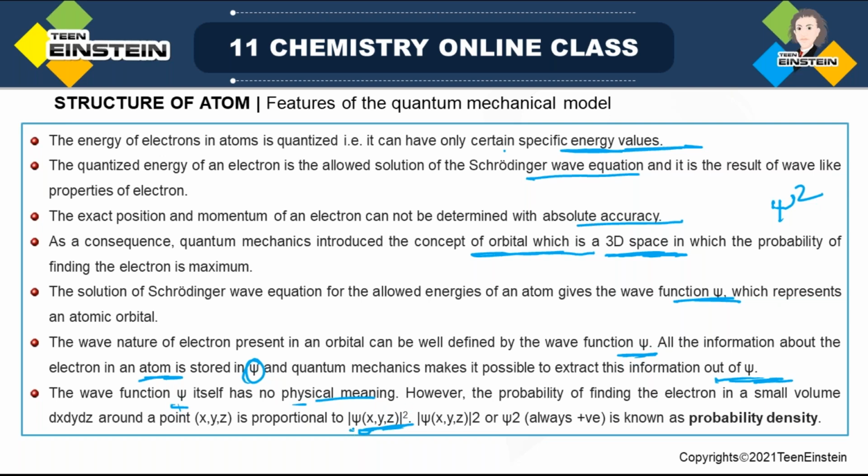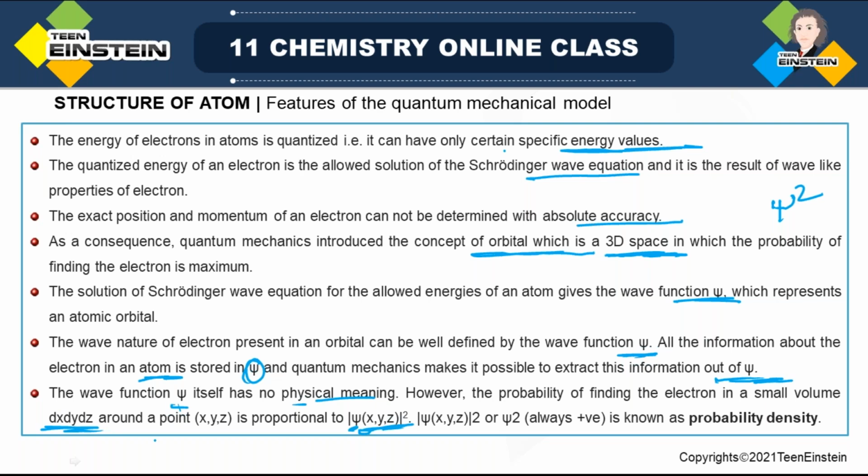And there is a mod sign also, because psi can be negative or positive, but when you take the square it will always be positive. So when it is simple psi, it is the wave function, but when it is psi square, it is basically the probability of finding the electron in a small volume dx dy dz. Now as I am saying small volume, you have to consider dx dy dz, not directly xyz, because when you multiply xyz it will be a very large volume, but when you multiply dx dy dz, you will get a small volume.